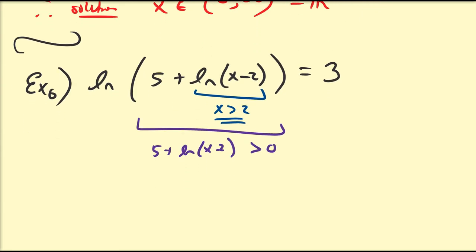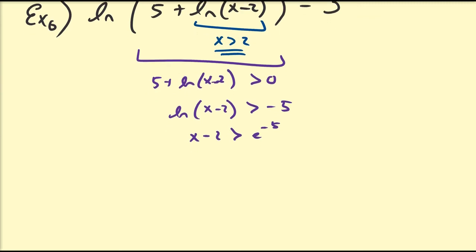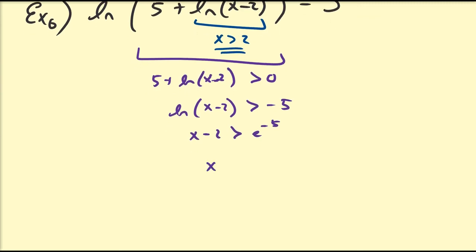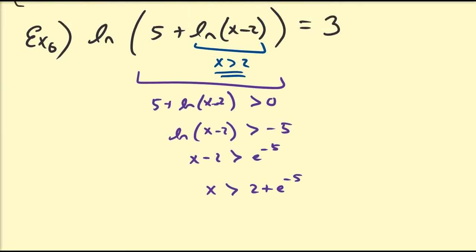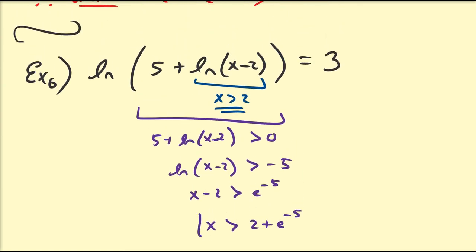So let's solve this little baby inequality here. So let's subtract 5 from both sides. So we have the natural log of x minus 2 must be greater than negative 5, which we know is sometimes true. We're going to exponentiate both sides by e, so x minus 2 must be greater than e to the minus fifth. And then I'm going to add 2 to both sides. So x must be greater than 2 plus e to the minus 5. Right? So we have that x must be greater than 2 plus e to the minus 5.